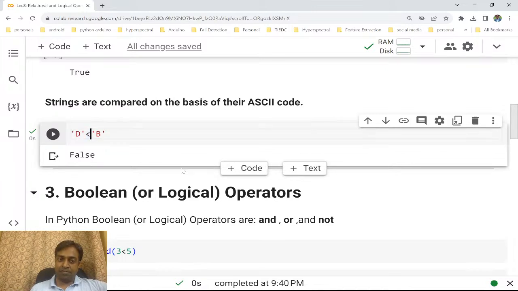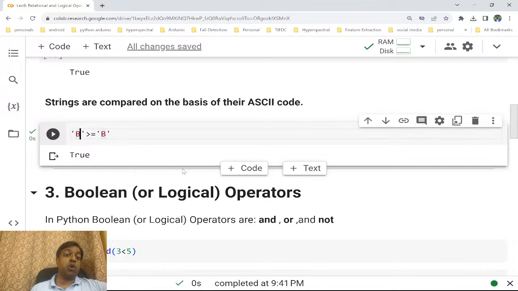If I write greater than equal to, it is true because D is greater than B. If I write B, then since B is equal to B, left hand side is equal to right hand side, so over here also the result is true. It means when we are comparing a single alphabet, we can compare it using the relational operator.